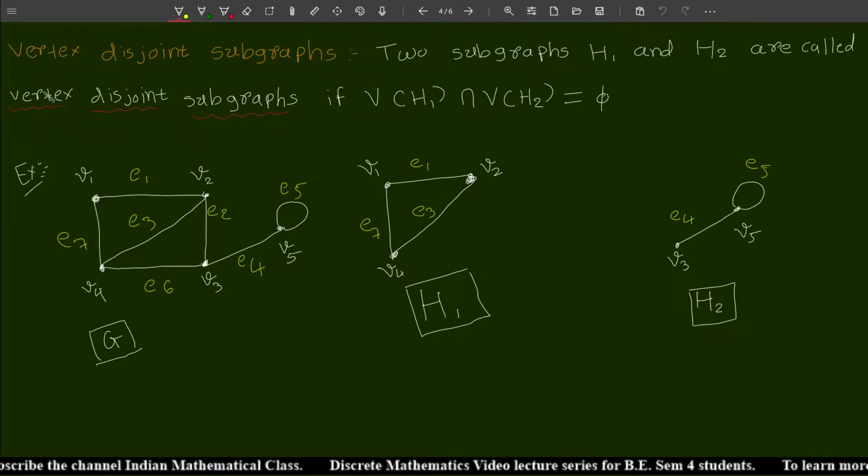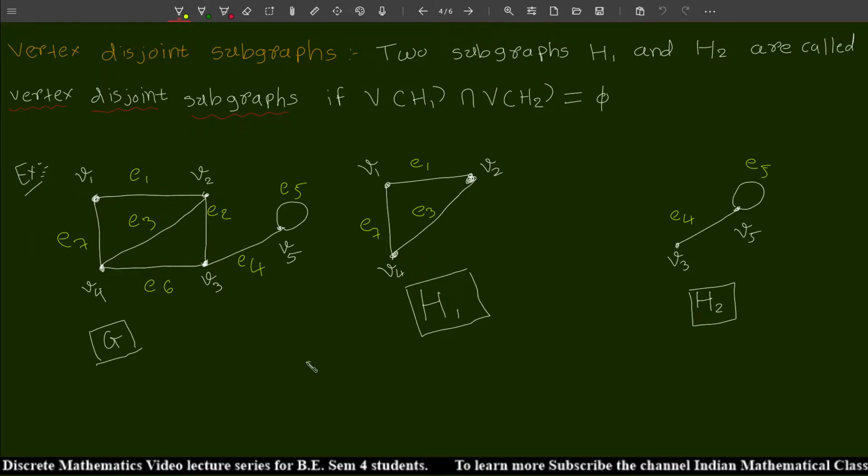Now let us discuss vertex disjoint subgraphs. Two subgraphs H1 and H2 of a graph G are called vertex disjoint subgraphs if the vertex set of H1 and the vertex set of H2 are disjoint, meaning if I take the intersection of both the sets, I will get an empty set. Let us understand this with the help of an example. I have considered the graph G and its two subgraphs H1 and H2.